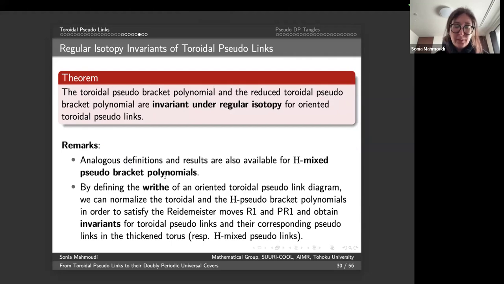It is an analogous type of bracket polynomial, so the infinite-variable one and the reduced one can also be defined on the level of mixed links. And of course, it is possible, using exactly the same type of technique as in the classical case, to define a writhe and have a normalized version, such as a Jones-type polynomial, which is an invariant of ambient isotopy.